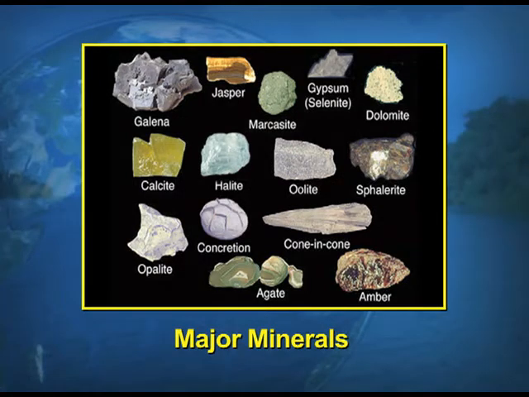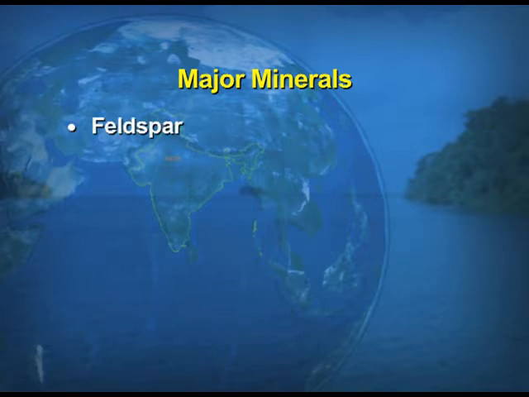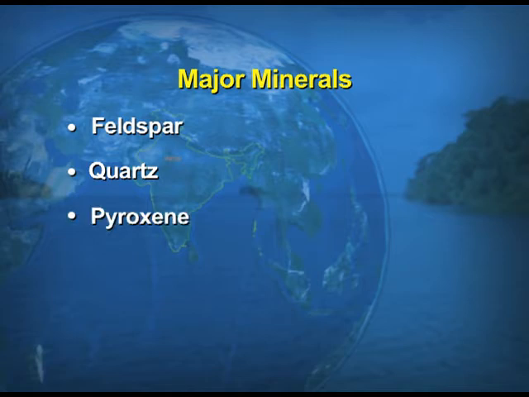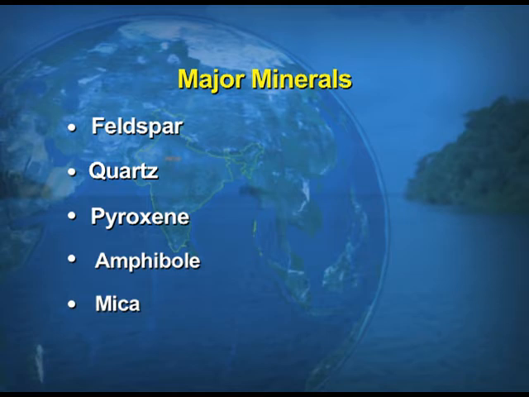If you look at your screens, you can see the picture showing the different minerals, and on the side I have marked the different minerals we will be discussing today. Number 1 is feldspar, number 2 quartz, number 3 pyroxene, number 4 amphibole, and number 5 mica, because these are the major types of minerals which we will be taking up one by one.